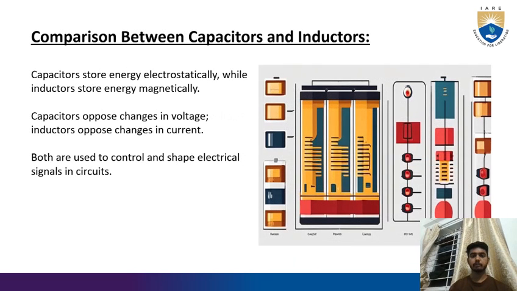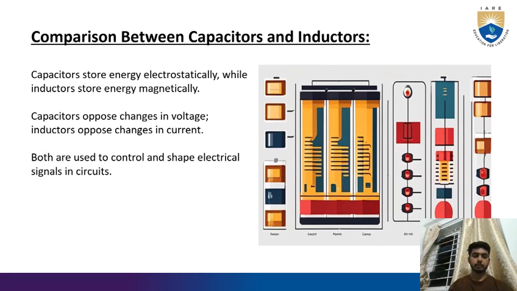Comparison between capacitors and inductors. Capacitors store energy electrostatically, while inductors store energy magnetically. Capacitors oppose change in voltage, inductors oppose change in current. Both are used to control and shape electrical signals in circuits.